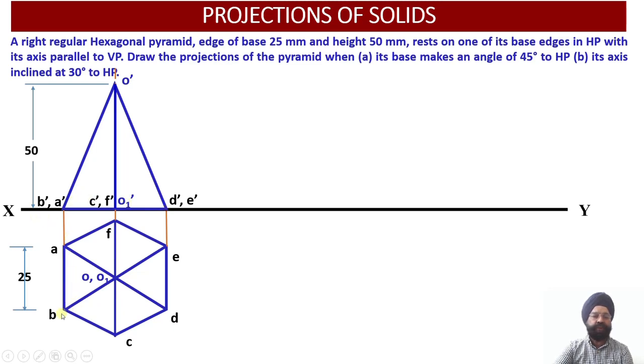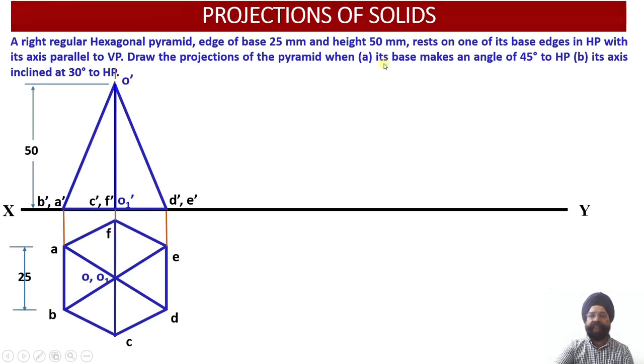The projections through B and A, we'll get B dash and A dash over here. Projections through C and F will be available on the XY line as C dash and F dash. Projections through D and E will be available on the XY line in the form of D dash and E dash. So O1 dash is the axis point at the base and O dash is the axis point at the apex or the vertex.